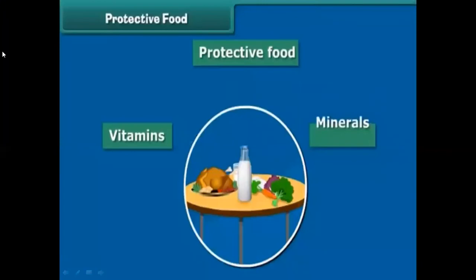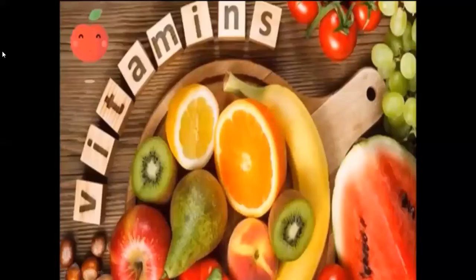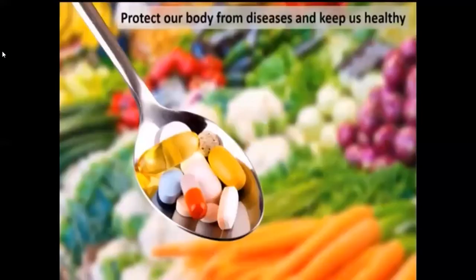Now, protective food. Protective foods contain vitamins and minerals. Vitamins and minerals are the nutrients which protect our body from diseases and keep us healthy. Now, if we come to vitamins, vitamins protect our body from diseases and keep us healthy.